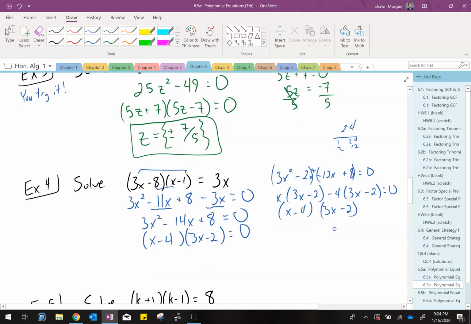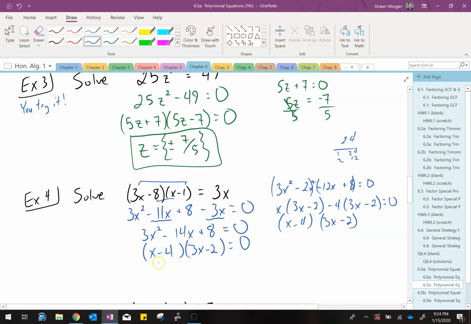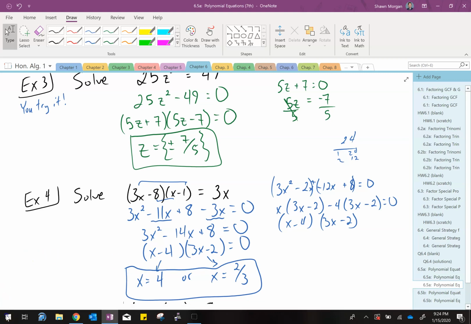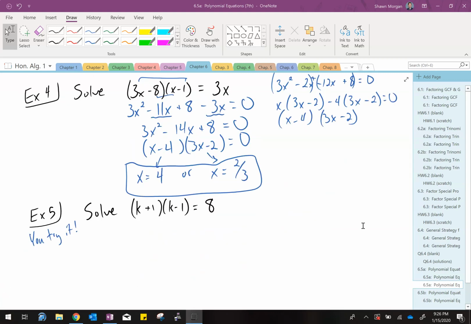And then I want you to try and guess, what are my answers going to be here? Well, from that binomial, x is going to equal 4. Or, from this binomial, x will equal 2/3. And so we've got our two answers. All right, so those are our two answers.